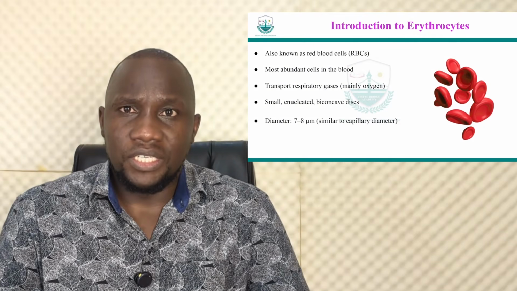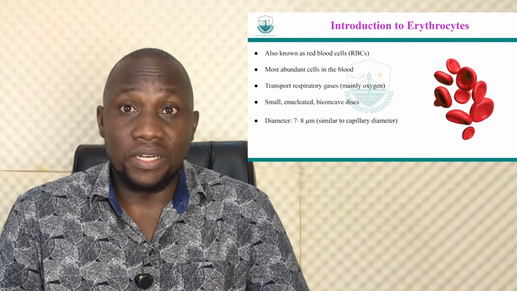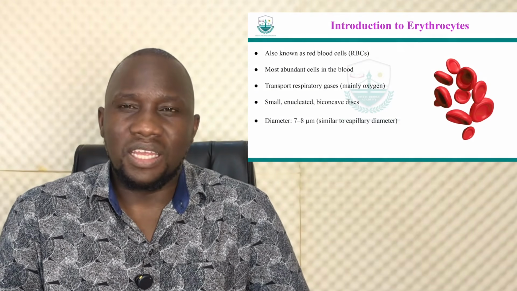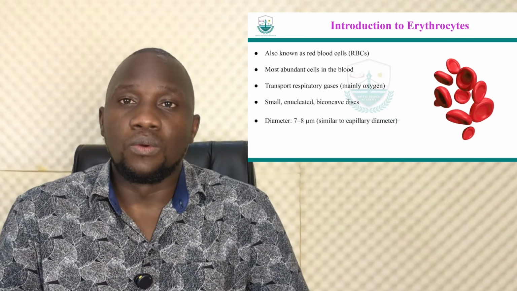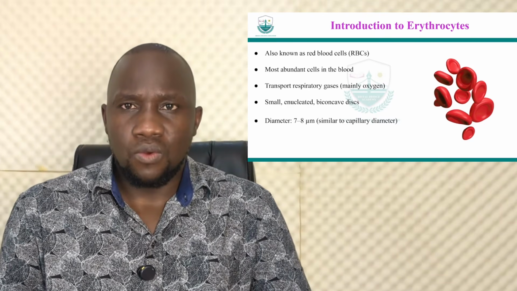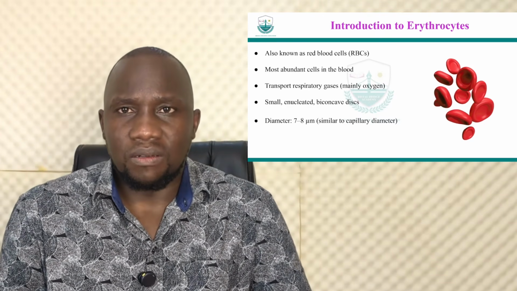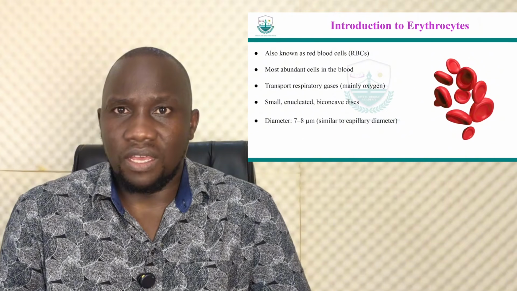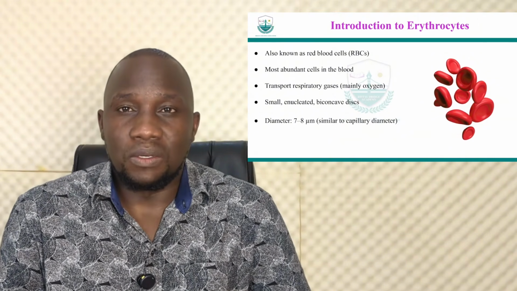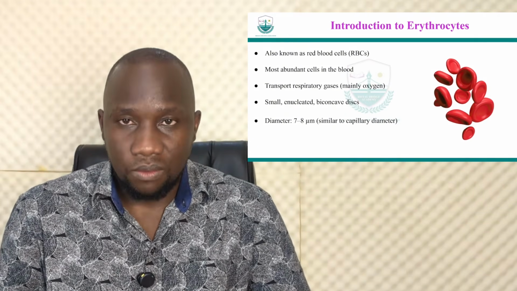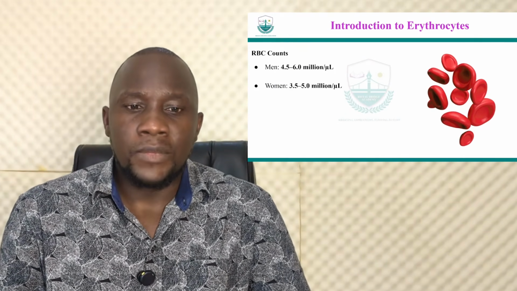They are very tiny and of course numerous. The fact that they are very tiny means that they can squeeze themselves through the capillaries. Remember, we are saying that the diameter of these red blood cells is similar to the diameter of the capillaries through which they have to pass. So that means these red blood cells have the ability to squeeze themselves through capillaries.